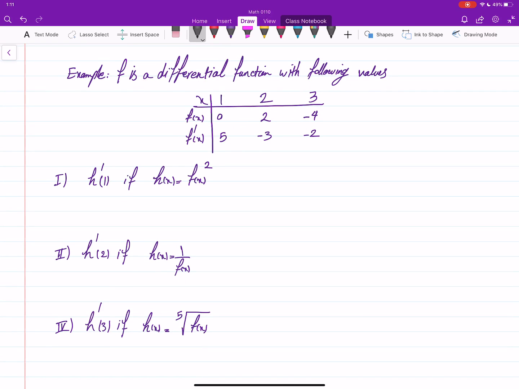Okay. Here we have another example. This time a function is given, and that is differentiable. And there's a table of values here. We want to find the derivative of these functions you see here at given points. So starting with the first one, we are trying to find the derivative of f of x to the power 2. That's h prime x, yes. Well, first things first, this is basically a function u to the power 2. 2 comes up front. Then we find the derivative of that function, then that function to the power 1 less. So this will give us 2 f prime x f of x. So this is the derivative of h at x.